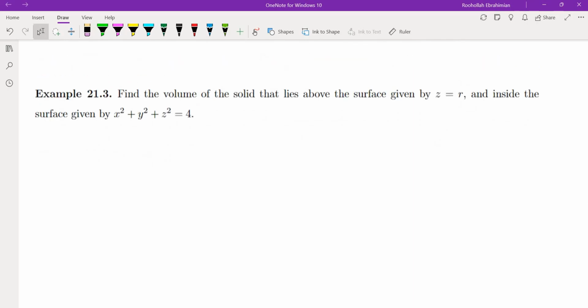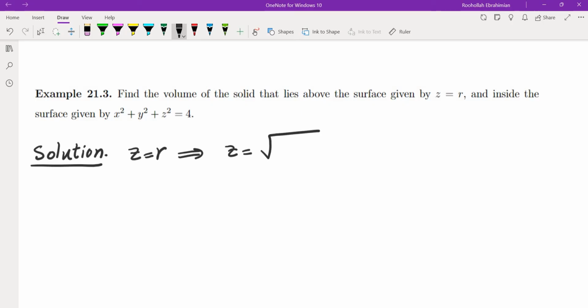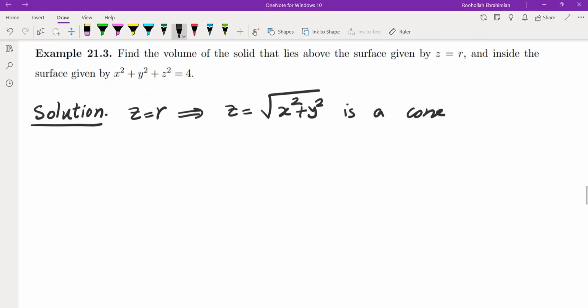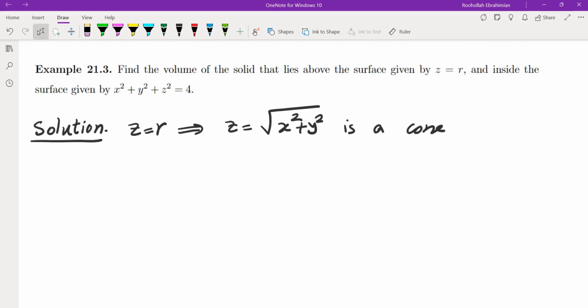Okay, let's move on to the next example. Find the volume of the solid that lies above the surface z equals r and inside the surface given by x squared plus y squared plus z squared equals 1. So first we have to identify the surface that they gave us. Z equals r is z equals root x squared plus y squared, which is a cone. And the other one is clearly a sphere.